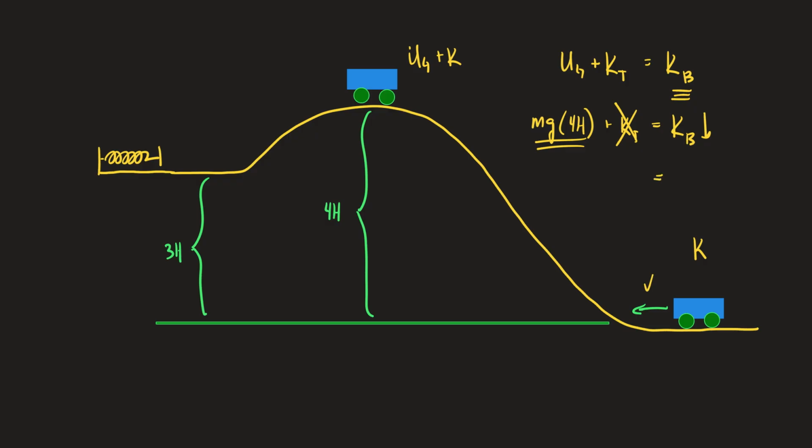So this will be my 1/2 m v minimum squared. And that equals mg times 4h. And cancel the m's, multiply both sides by 2, take the square root, and we'll get v minimum equals the square root of 8gh. So I can push it a little harder than that. If I push it with less of this velocity, you understand it won't make it to the top of the hill and will roll back.